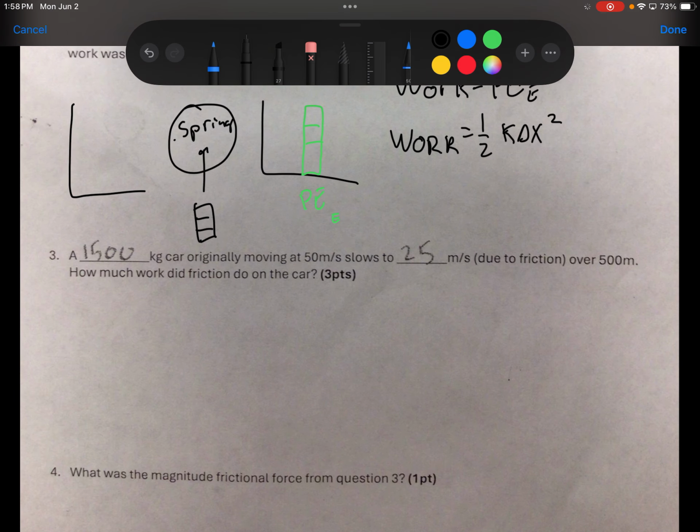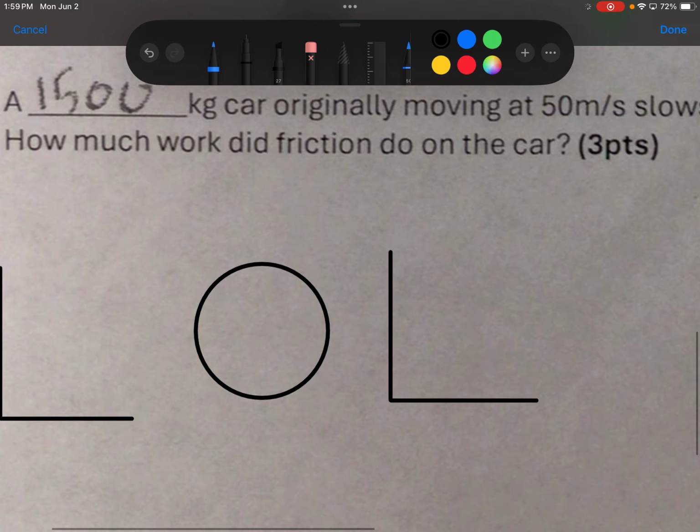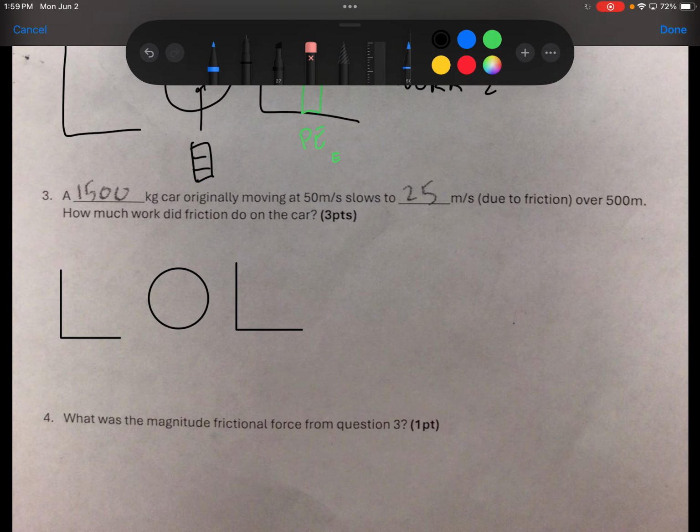Okay, now, 3 was a little tricky, but if you did that energy bar graphs assignment that we did together, and I posted all the answers to Schoology, it shouldn't be too bad. Okay, we have a car moving at 50 meters per second, slowing to 25 meters per second due to friction over a length of 500 meters. How much work did friction do on the car?